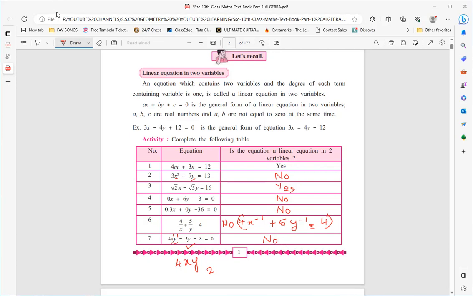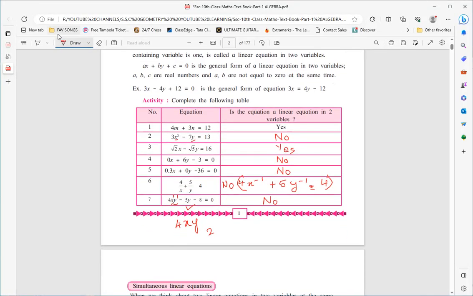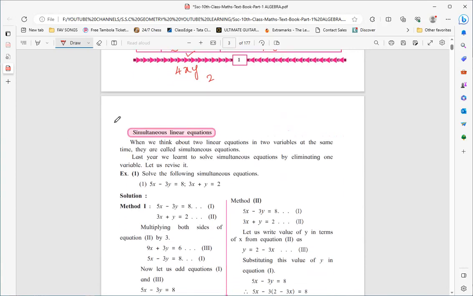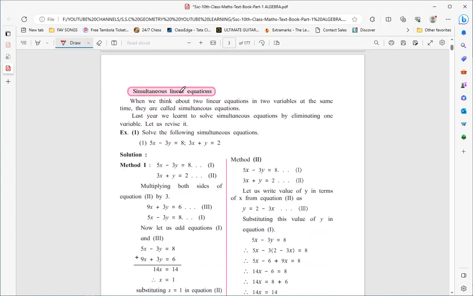So these are some examples which have shown you how to find a linear equation in two variables. Okay, now we go down. Simultaneous linear equations. Linear equations in two variables considered at the same time are called simultaneous equations. So here you have one linear equation, and here we have another linear equation. Both are in two variables, and the variables are also the same, x y and x y.